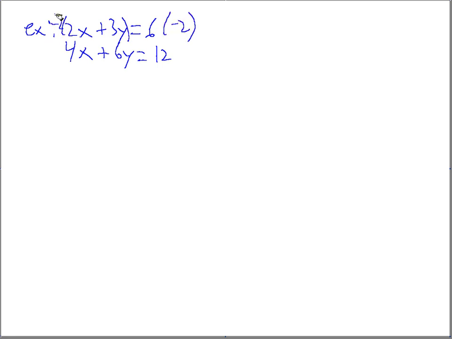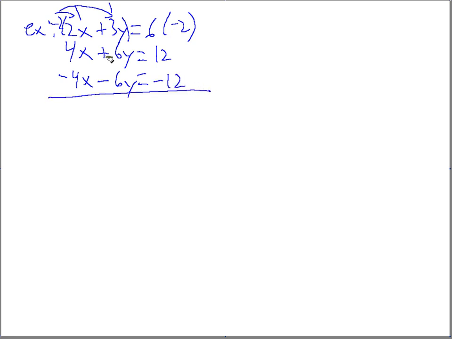Here's what I mean. Let's do another example. Let's take a look at 2x plus 3y equal to 6, and 4x plus 6y equal to 12. Recall that earlier we multiplied the first equation by negative 2 to get rid of x. So let's multiply the first equation by negative 2 on both sides. We get negative 4x minus 6y equal to 6 times negative 2, which is negative 12.